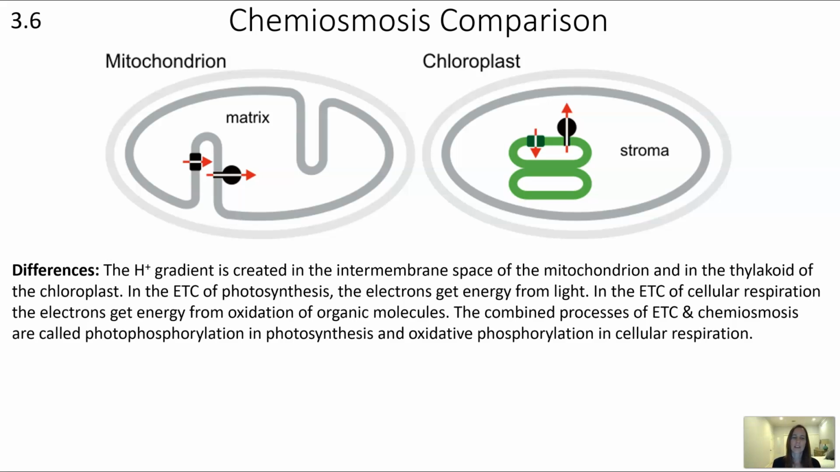The other difference is where we are getting the initial energy. In the ETC of photosynthesis, the electrons get energy from light. In the ETC of cellular respiration, the electrons get energy from the oxidation of organic molecules. The combined processes of ETC and chemiosmosis are called photophosphorylation in photosynthesis, and they're called oxidative phosphorylation in cellular respiration.